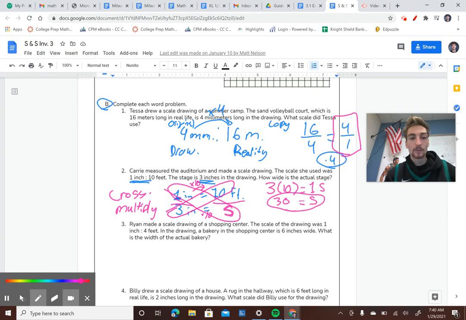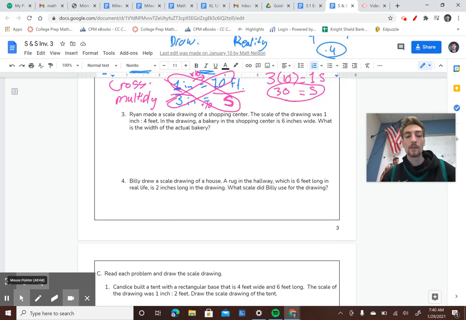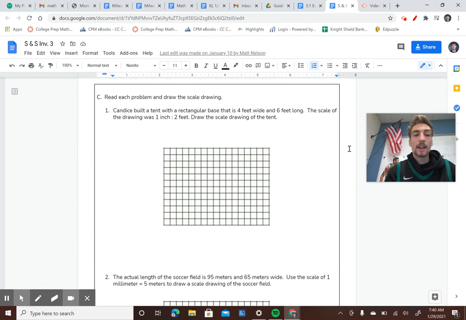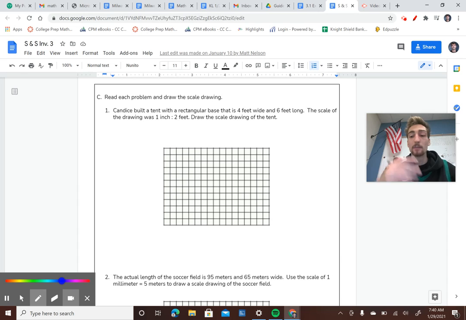All right, so you're going to work through these word problems, and then you're going to go down to C, and that's going to ask you to read each problem and draw the scale drawing. So this time it's word problems with drawings involved. So it's kind of a mix of the first two parts together. It says, Candace built a tent with a rectangular base that is 4 feet wide and 6 feet tall. The scale drawing was 1 inch to 2 feet. Draw the scale drawing of the tent.